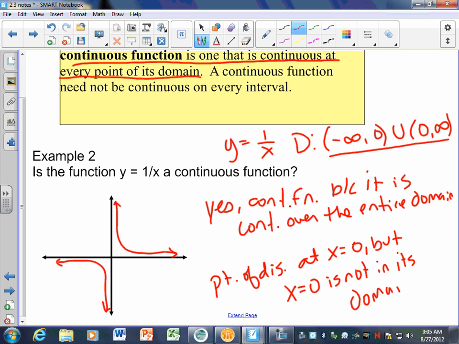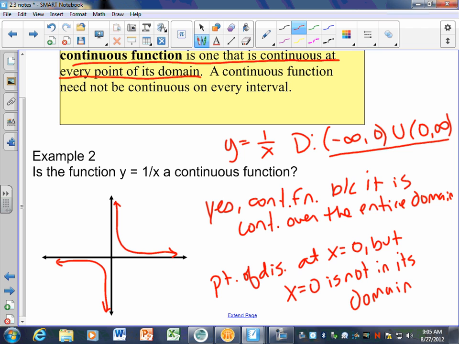So here's what I want to caution you about on this. Make sure you read the directions. If the directions say give all points of discontinuity, you would still give x equals 0 on this problem. But if it says, is it a continuous function, all you're looking for is is it continuous over its domain.